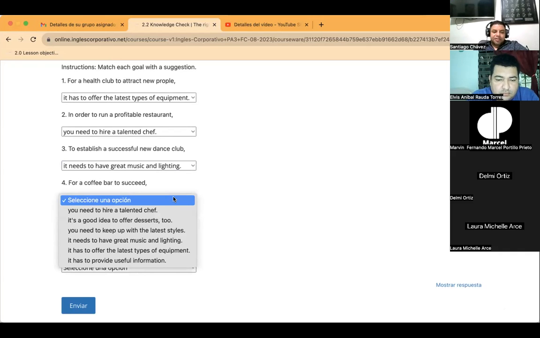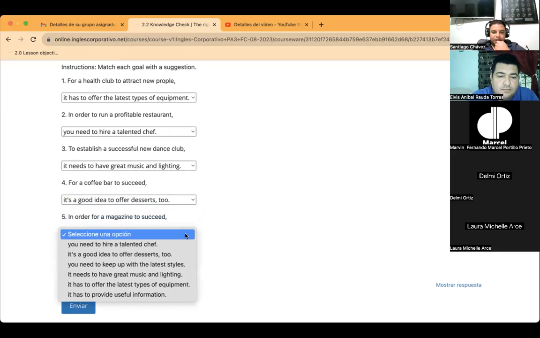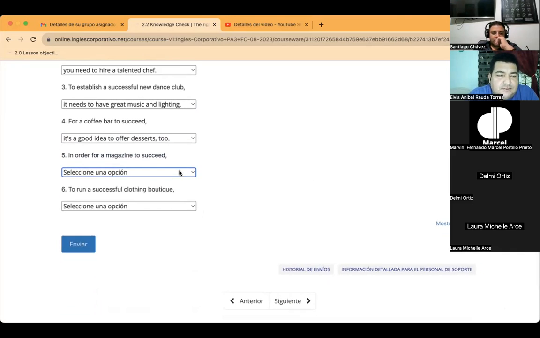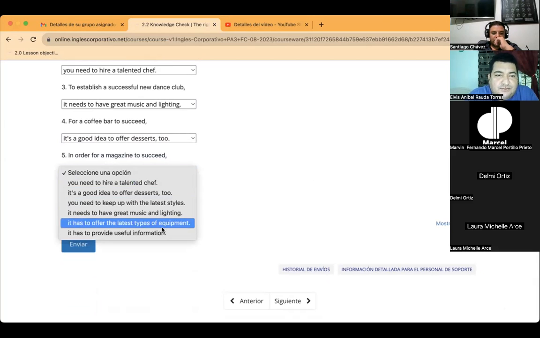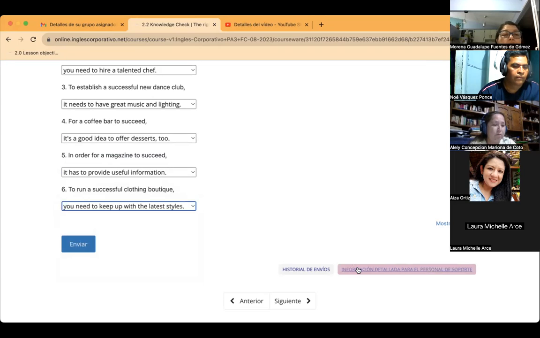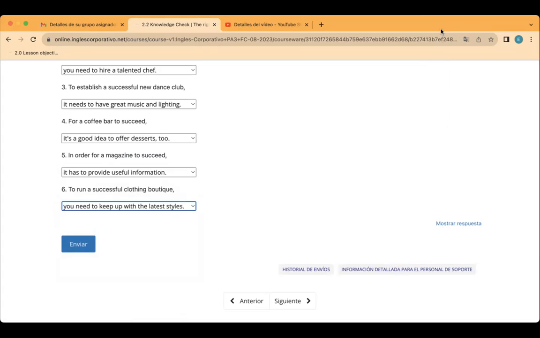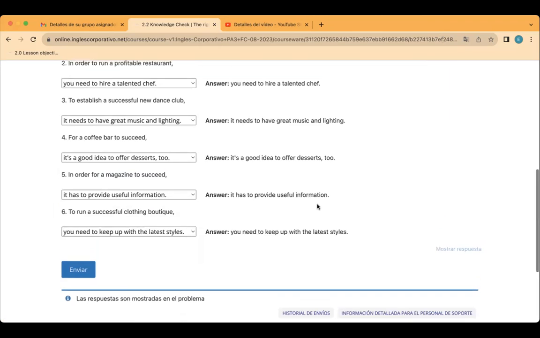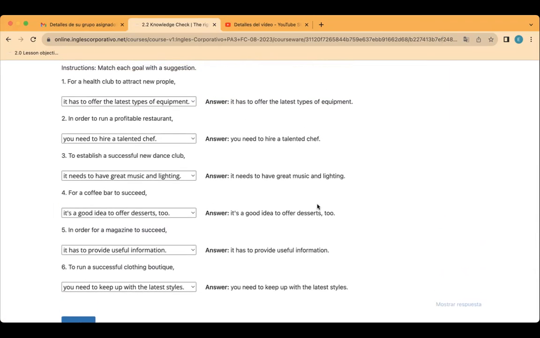Okay, teacher, for a coffee bar to succeed, it's a good idea to offer dessert too. Okay, good. Elvis, number five. In order for a magazine to succeed, it has to provide useful information. All right. And the last one, Delmi. To run a successful clothing boutique, you need to keep up with the latest style. Okay, very nice. All of those answers are correct, but that way you can double check. Excellent. That's what you should have in your platform.